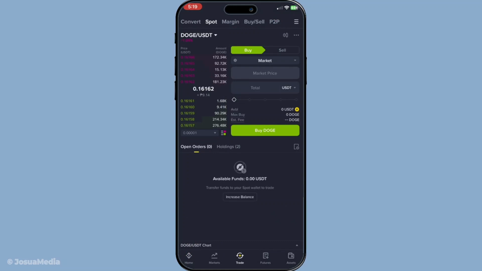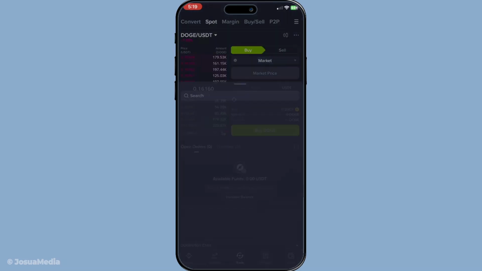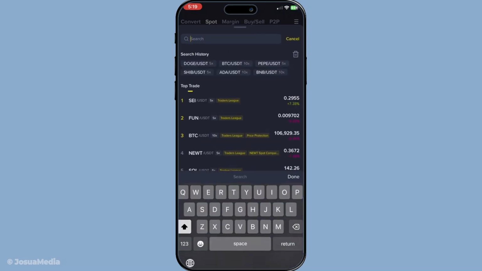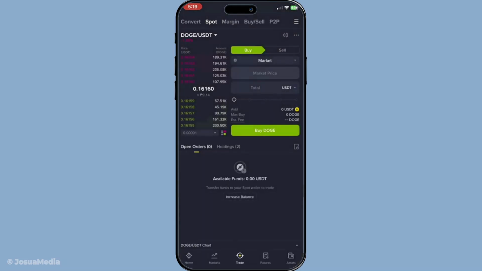Next, you'll need to select your trading pair. A trading pair is essentially the two cryptocurrencies you want to trade between. For instance, if you wish to trade Bitcoin and Tether, you'll look for the BTC USDT pair. The trading pair determines what currencies you're swapping and importantly sets the stage for both your take profit and stop loss orders. Make sure you choose the correct pair before proceeding.